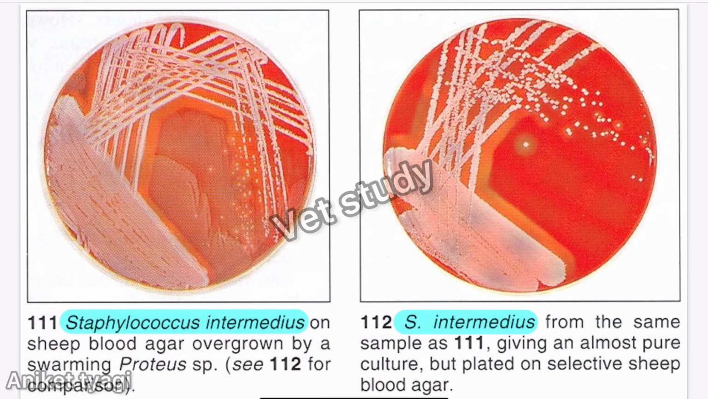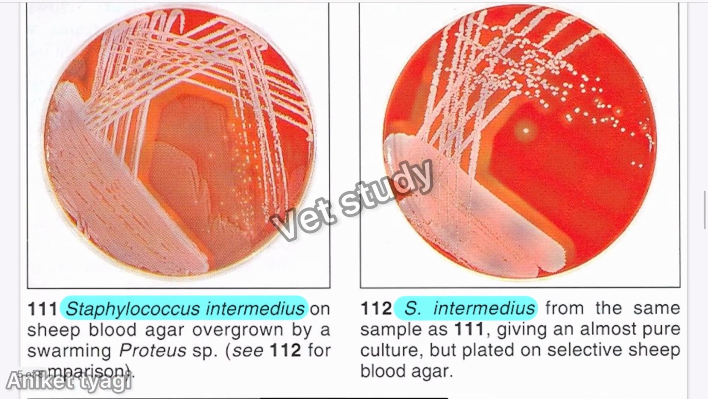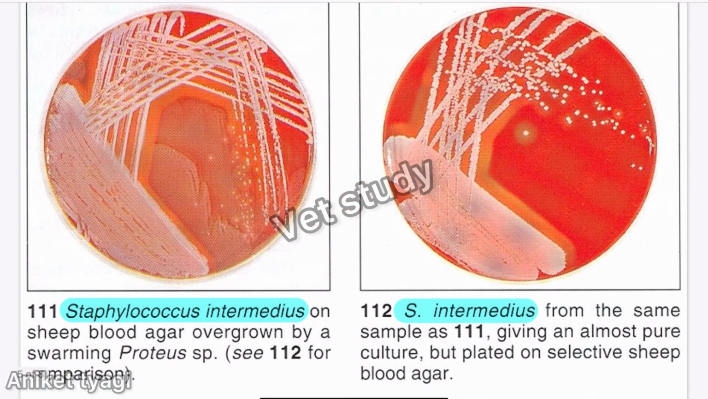You can see these are colonies of Staphylococcus intermedius, but it is overgrown by Proteus species, okay? There is swarming growth, you can see, but in this figure the culture is almost a pure culture, and both cultures are grown on sheep blood agar, okay? And as we know, Staphylococcus intermedius produces both types of toxins, alpha and beta. So you can see the hemolysis in this slide.